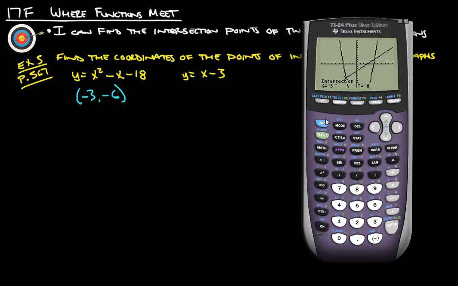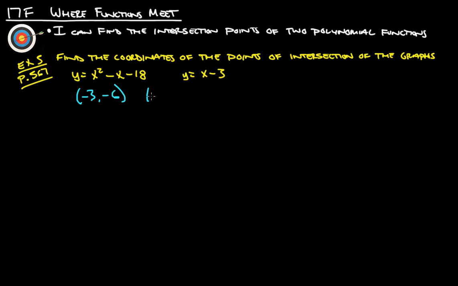And then let's calculate the other intersection. We simply cruise on over here until we get close. There it is. Enter, enter, and then guess. And we get (5, 2). Those are the coordinates of the 2 points of intersection for those two graphs. And that's really pretty much all there is to it.